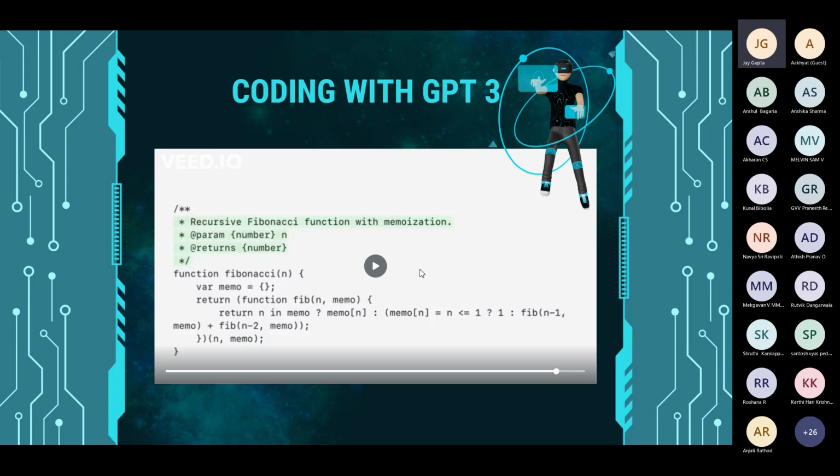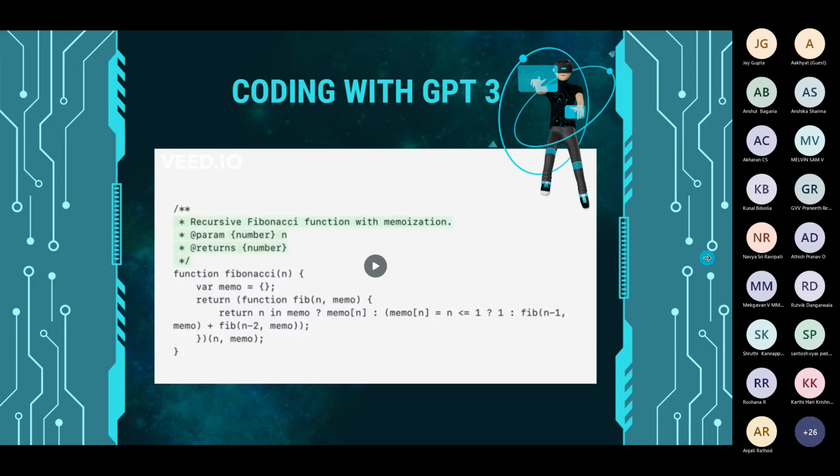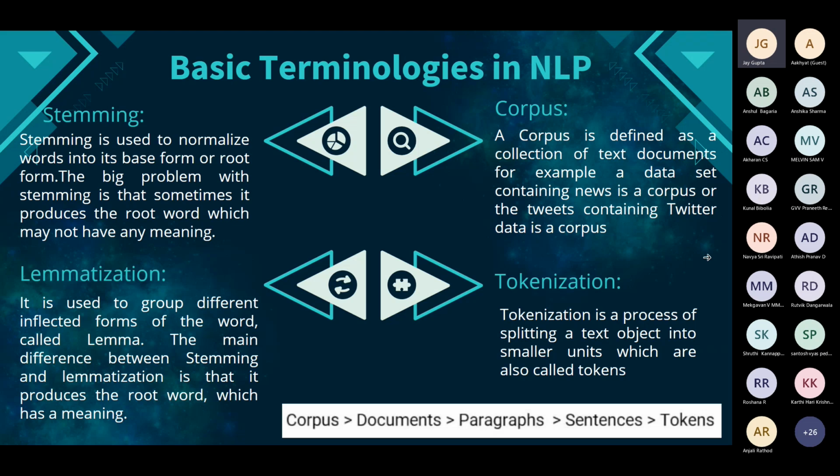So let's talk about basic concepts in NLP. Let's talk about corpus. What is a corpus? A corpus is defined as a collection of text documents. For example, a data set containing news is a corpus. A data set containing Twitter data is a corpus. You can imagine a corpus as a book.